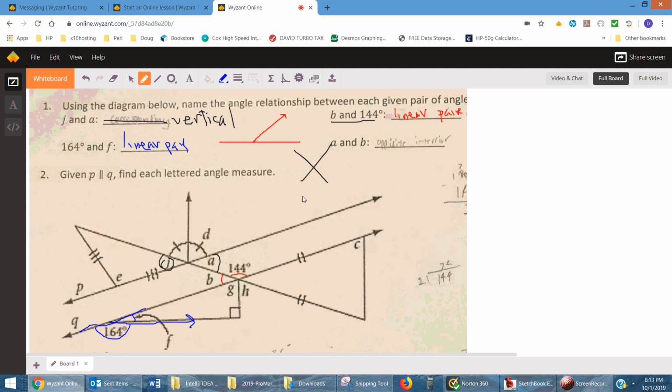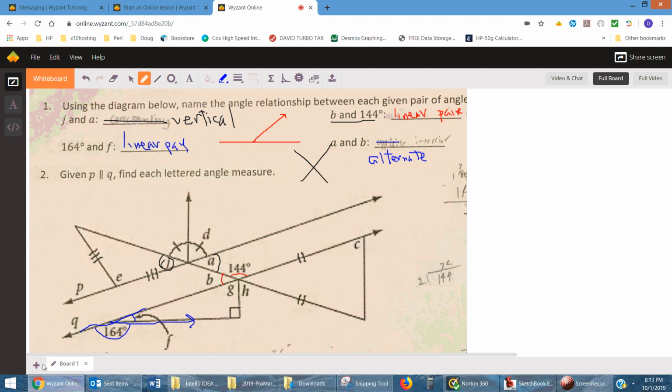Finally, A and B, opposite interior, we usually call them alternate interior. Maybe your textbook's calling them opposite interior. They're on opposite sides of the transversal, but they're interior to the parallel lines. So A and B definitely are alternate or opposite interior.